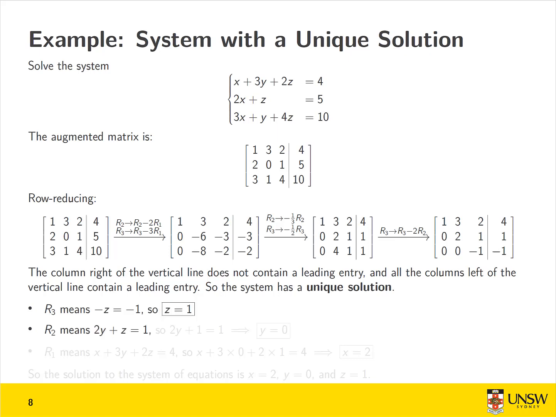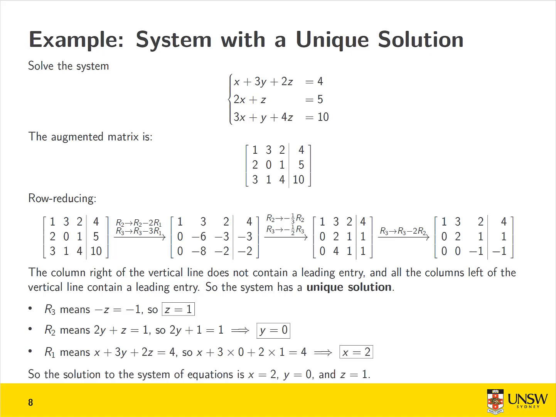Next, reading off row 2, we get the equation 0x plus 2y plus z equals 1. Substituting z equals 1 into this equation tells us that y equals 0. Finally, reading off row 1, we get the equation x plus 3y plus 2z equals 4. Substituting z equals 1 and y equals 0 into this equation tells us that x equals 2. So in conclusion, the solution to this system of equations is x equals 2, y equals 0, and z equals 1.